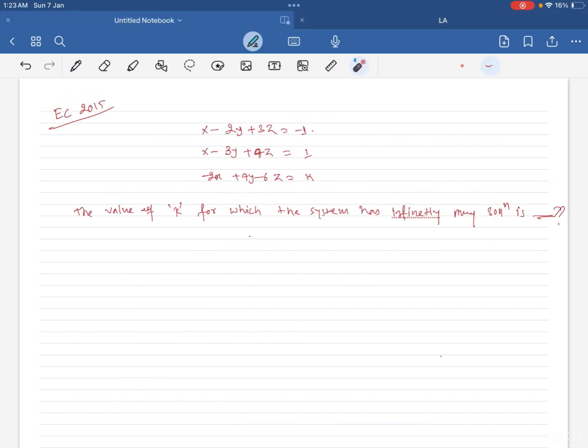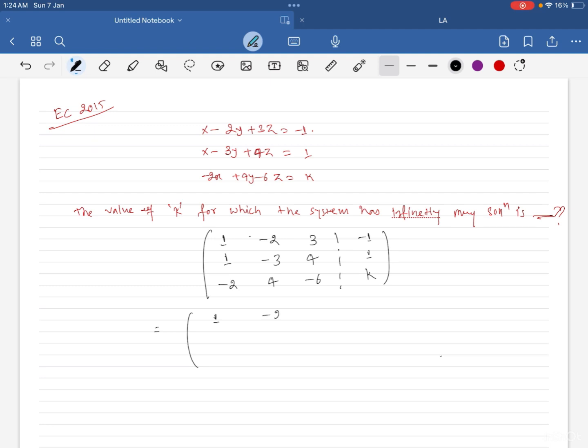Okay, we have been given this system of equations. Now we have to find the value of k for which the system of equations has infinitely many solutions. Okay, let's do that. Let's first write the augmented matrix. So 1 minus 2 3 and 1 minus 3 and 4 minus 2 4 and minus 6 minus 1 1 k. Now apply the eliminations.